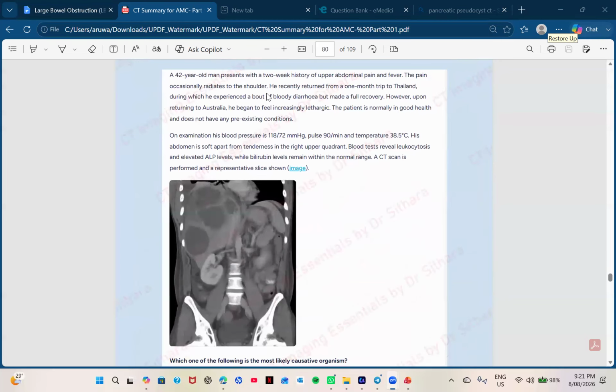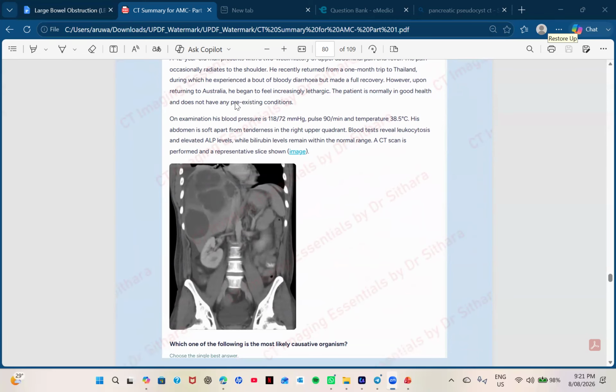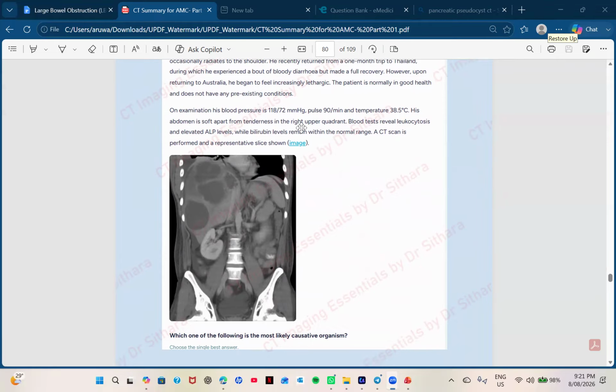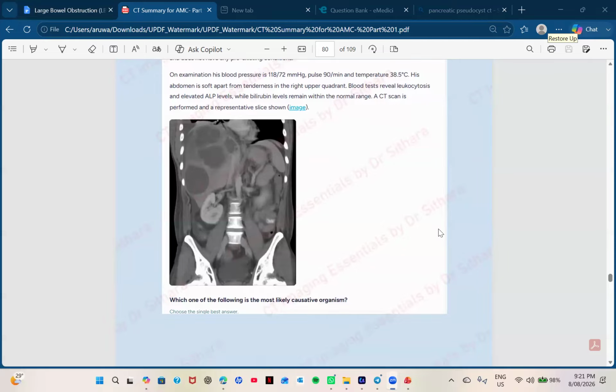A 42-year-old man presented with a 2-week history of upper abdominal pain and fever. The pain occasionally radiated to the shoulder. He had recently returned from a 1-month trip to Thailand, during which he experienced bloody diarrhea, but made a full recovery. However, upon returning to Australia, he began to feel increasingly lethargic. The patient was in normal good health and does not have any pre-existing condition. On examination, blood pressure 118 by 72, pulse 90, temperature 38.5.